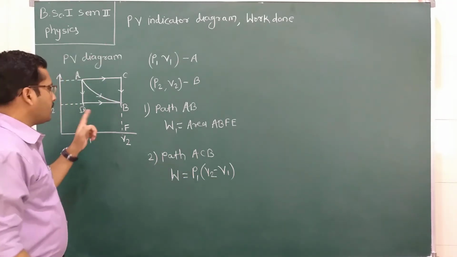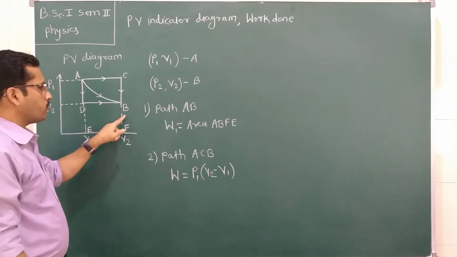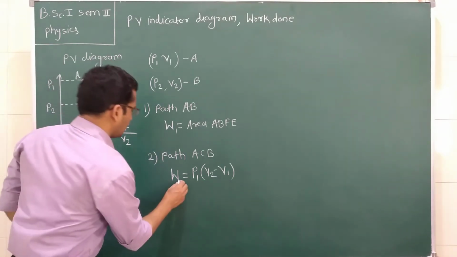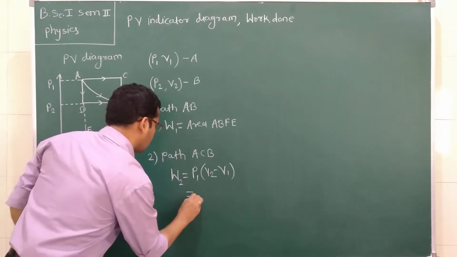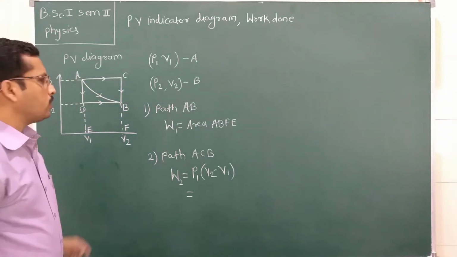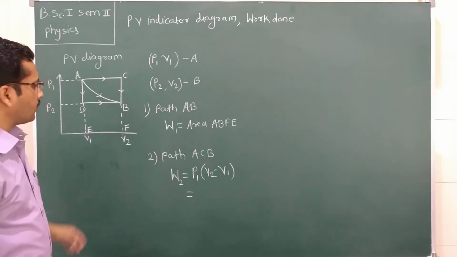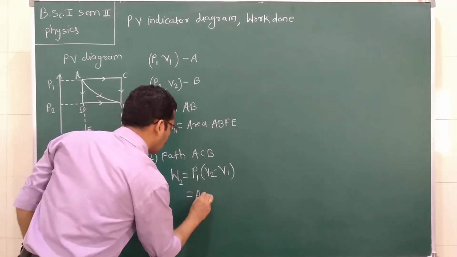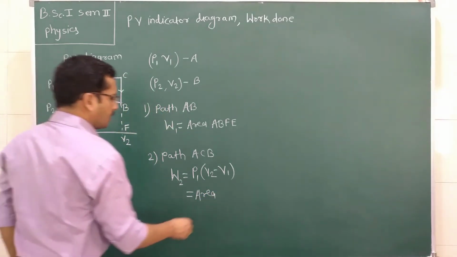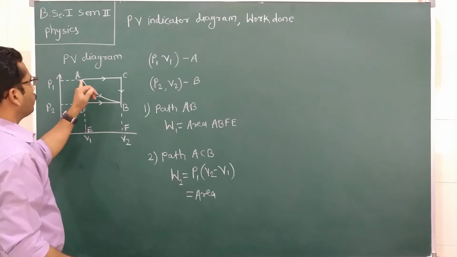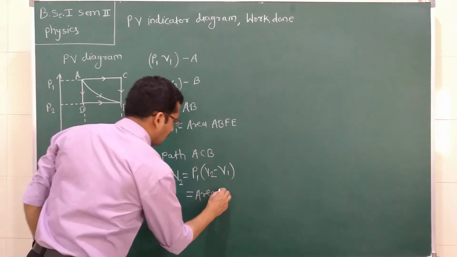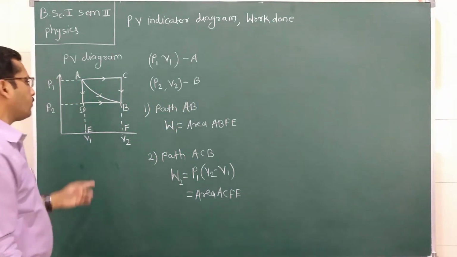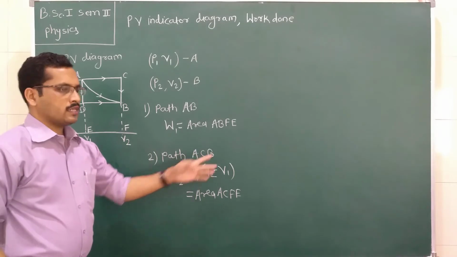So the work done in this case, when it travels from A to C and C to B, the amount of work done W is equal to P1 (V2 minus V1). This is the amount of work done. But this work done is also equal to the area under consideration. And what is the area? This area is equal to ACFE. So we can also calculate the work done in this case, and what is the work done? It is equal to the area ACFE. Okay, this is the amount of work done when it travels from A to C and C to B.